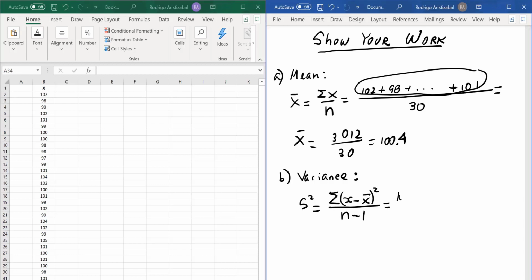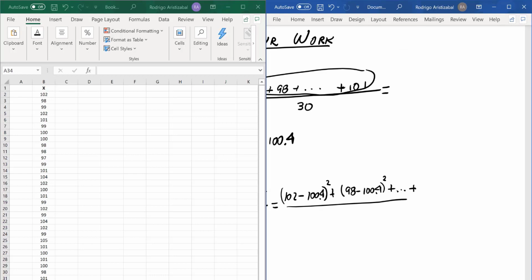My first value is 102 and the mean is 100.4. We need to square this deviation. Then my second value is 98, and this is the deviation with respect to the mean. We need to square it, plus you can continue it here, plus my last value is 101 minus the mean squared, and that must be divided by the sample size minus 1.